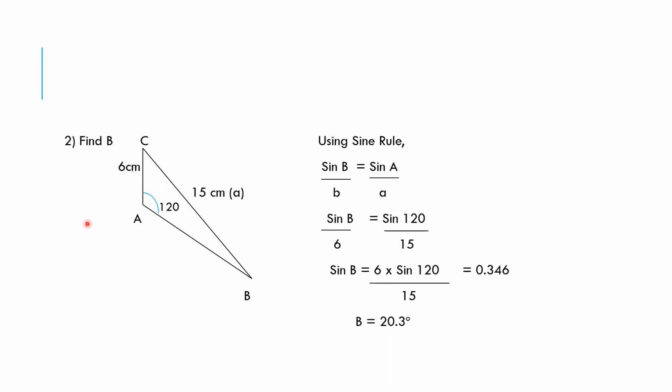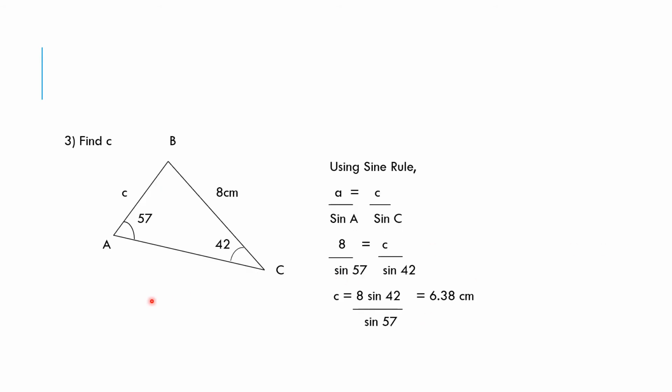Okay, let's have a look at question number 2. Here in triangle ABC, we have angle A is 120, side B is 6 centimeters and side A is 15 centimeters. So what do we have to do? We have to find the angle B. So we use this formula, sine B over B is equal to sine A over A. Sine B over 6 is equal to sine 120 over 15, and sine B is equal to 6 times sine 120 over 15, that is 0.346, so angle B is equal to 20.3 degrees.